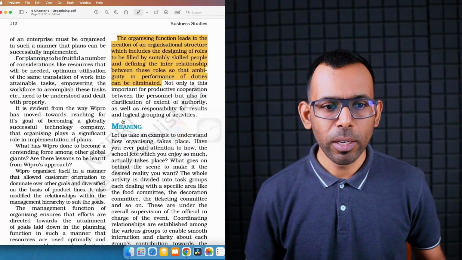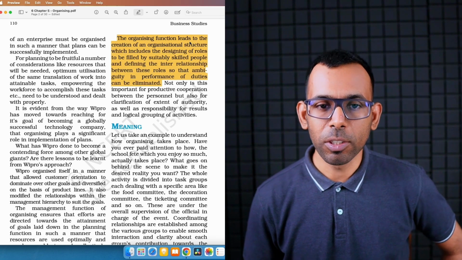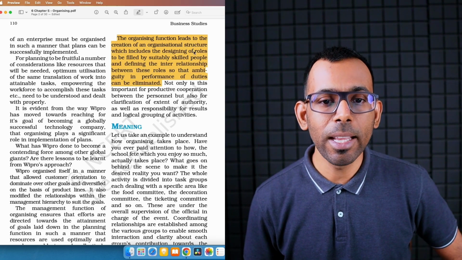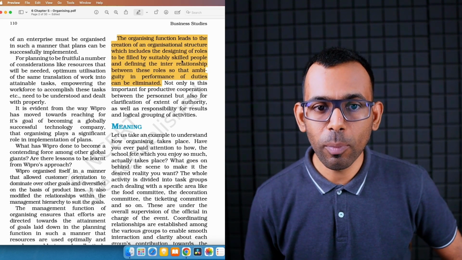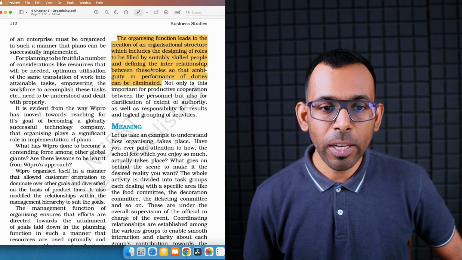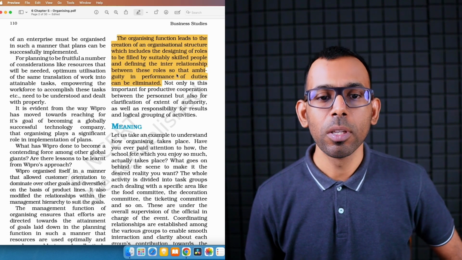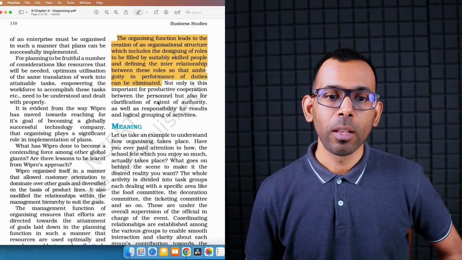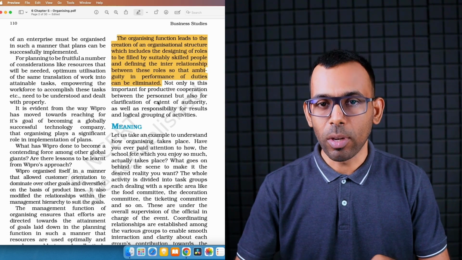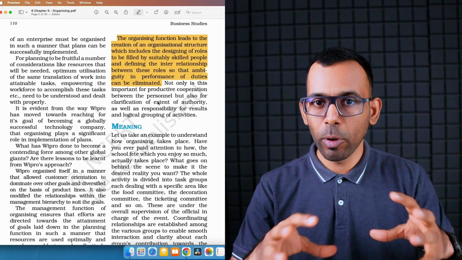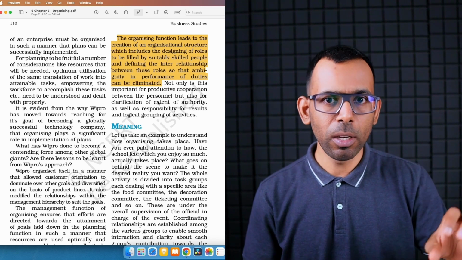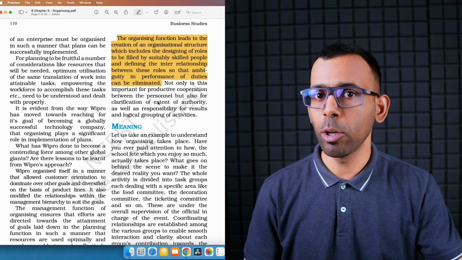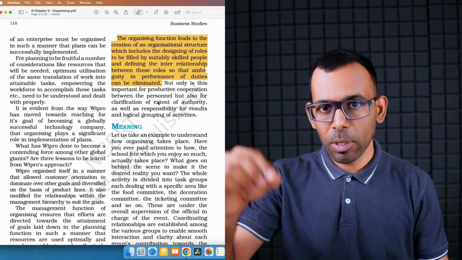So let's look at the definitions now. The organizing function leads to the creation of an organizational structure, which includes the designing of roles to be filled by suitably skilled people and defining the interrelationship between those roles so that ambiguity in performance of duties can be eliminated. So I have to draw a structure of how many people I am going to employ, under which department are they going to be placed, who is going to supervise them, who they are going to supervise. So I have to establish the hierarchy.